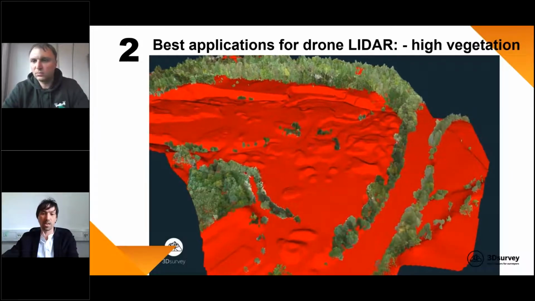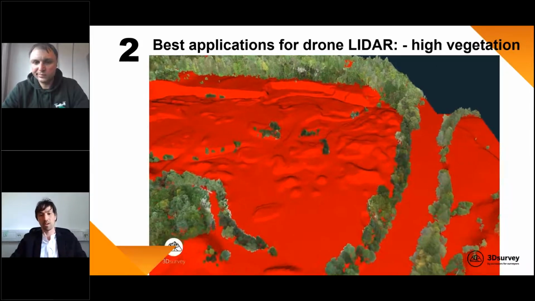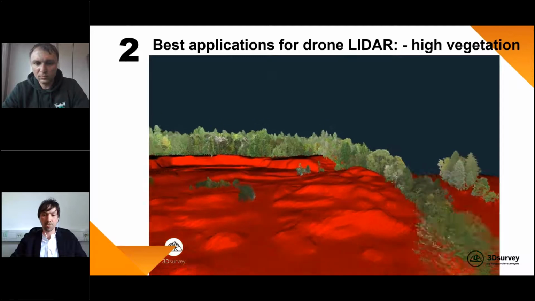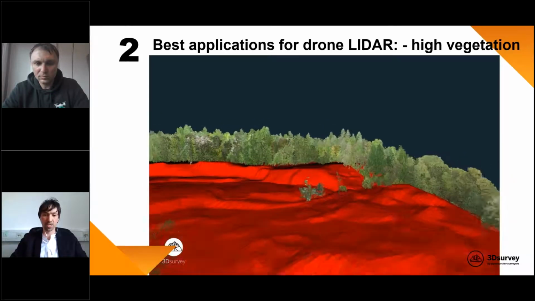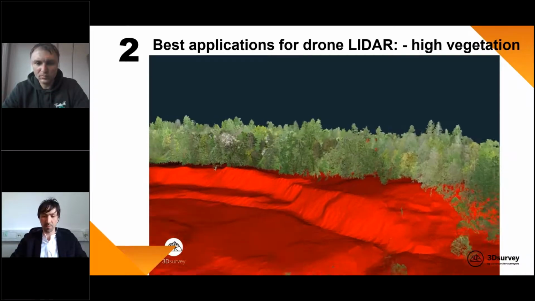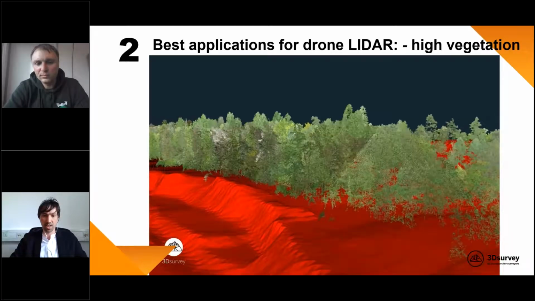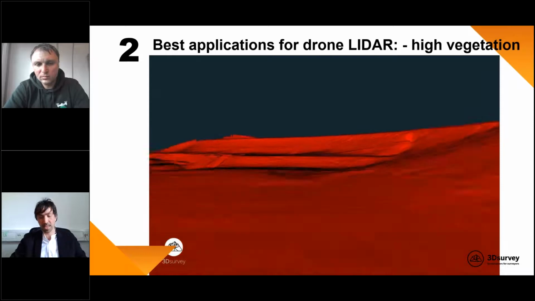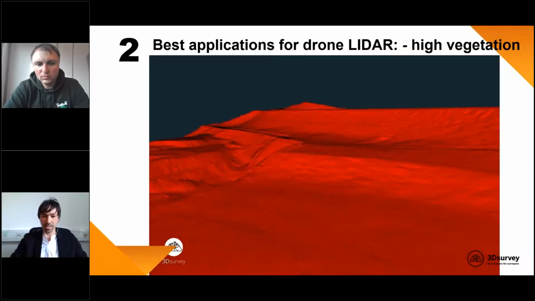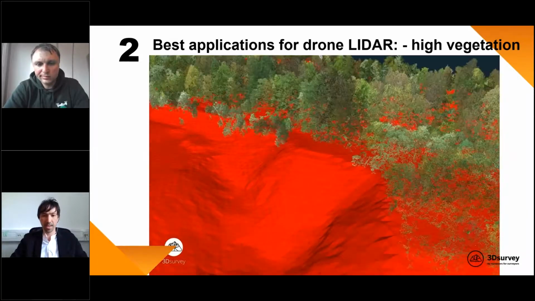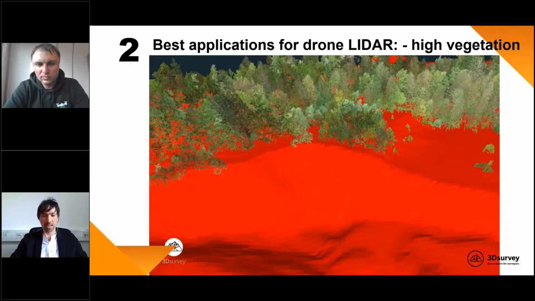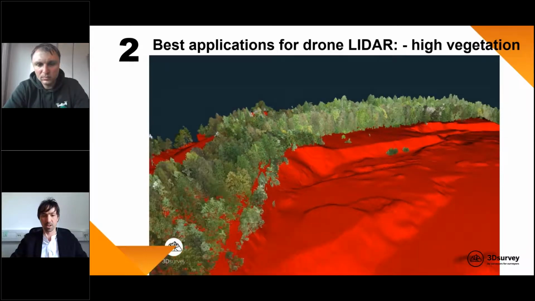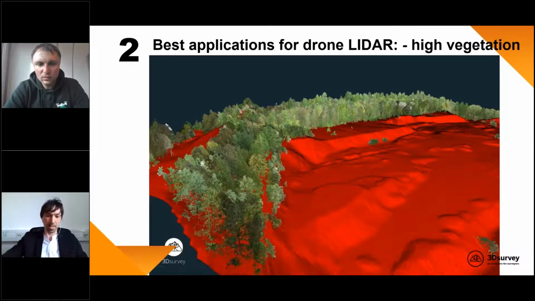And the second one, super powerful with the LiDAR, is, you know, with photogrammetry, sometimes you have issues to get terrain points if you have high vegetation. With the LiDAR, you always get some points, and you can see here a created surface in 3Dsurvey based on ground points and then the point cloud from the vegetation above the surface. So what's the main point?